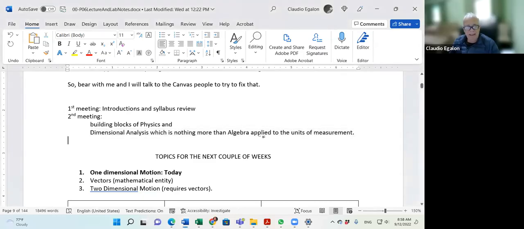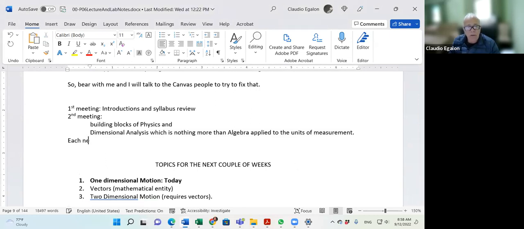Dimensional analysis. And we're going to get into that over and over again. You will be able to understand what dimensional analysis is all about, okay? Dimensional analysis is algebra applied to the unit of measurement, and each new parameter we define has a new unit that is a combination of the major SI units.